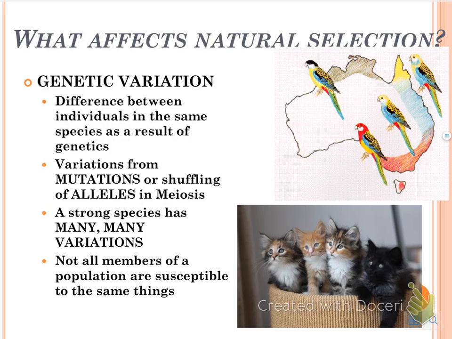And genetic variation. So this is the difference between individuals. If you think back to what I just said about the potato famine, the potatoes all had the same characteristics, so they all died. If we have differences between us, which is why you look different than even your mom or your dad, is why as a population, a disease couldn't wipe out the entire population. So variations come from things like mutations or alleles separating in meiosis. And a strong species, really, really important to know this, has many, many, many variations. That way, like I said, not all members are susceptible to the same thing.